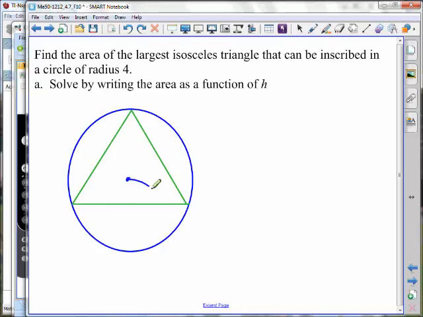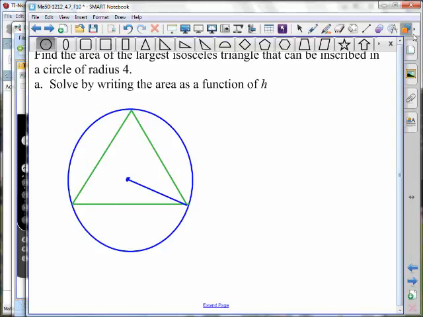Because if I draw from here to the vertex, okay, then I love this. Then it might help me out. Okay, so we draw this. It says solve by writing the area as a function of h. Now, when we look at h, what are we considering?